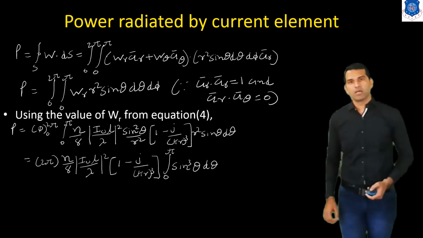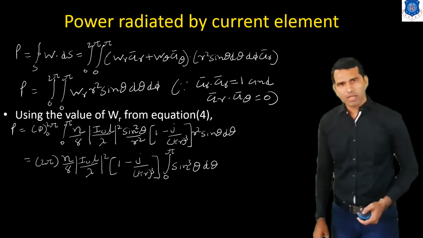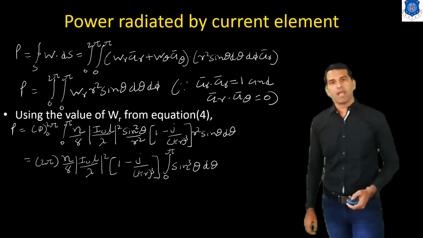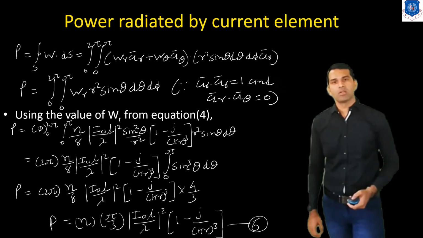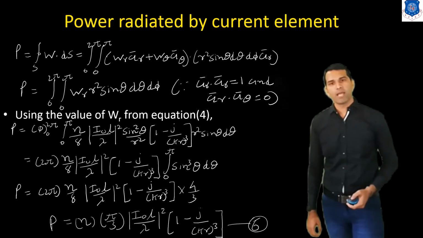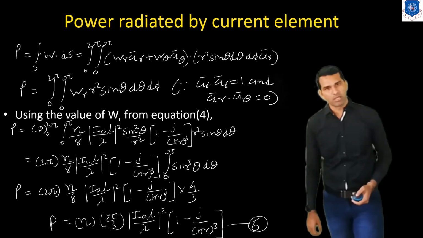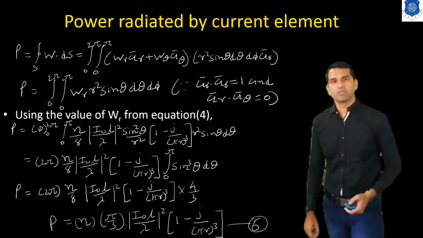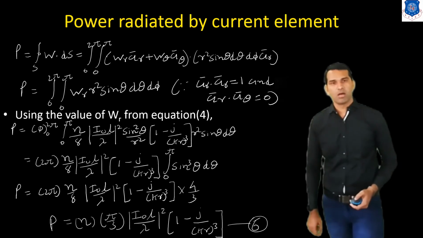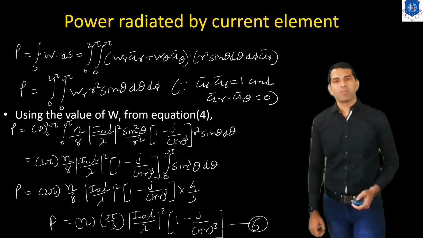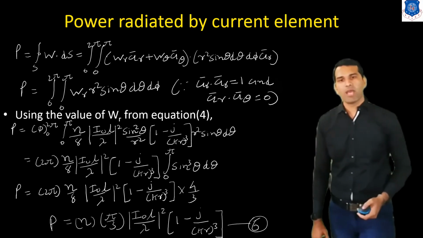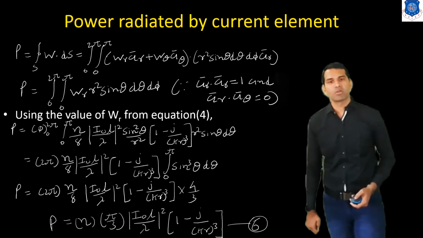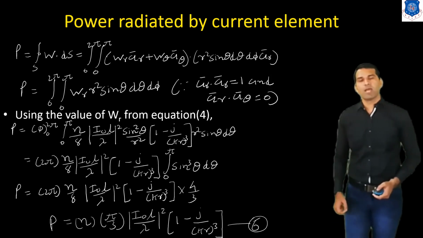We can solve the sin³θ integration, and I have directly written it. When we solve this, the integral of sin³θ dθ from 0 to π gives the value 4/3. I have written the 4/3 directly; we can get this using the trigonometric and integration equations. So we get the power P equals ηπ/3 (I0 L/λ)² (1 − j/(kR)³). So this is the value for the power P.